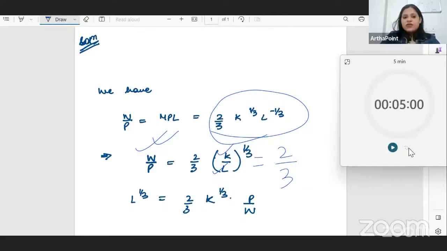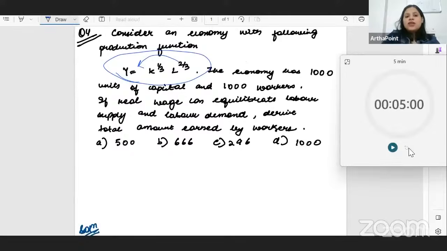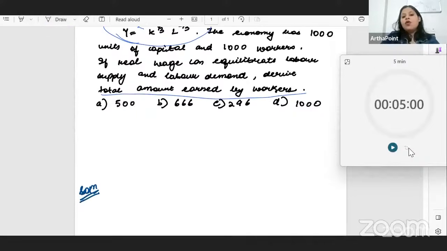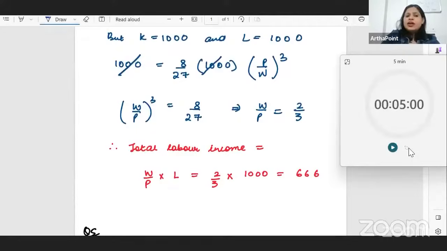So the real wage will be equal to 2 by 3. But the question is not asking about real wage. The question is actually asking what is the amount that will be earned by the workers. In order to answer the question about the amount earned by workers, you will multiply the wage with the number of workers. So if each worker is earning real wage equal to 2 by 3 and there are 1,000 workers, what will be the total wage? 666.